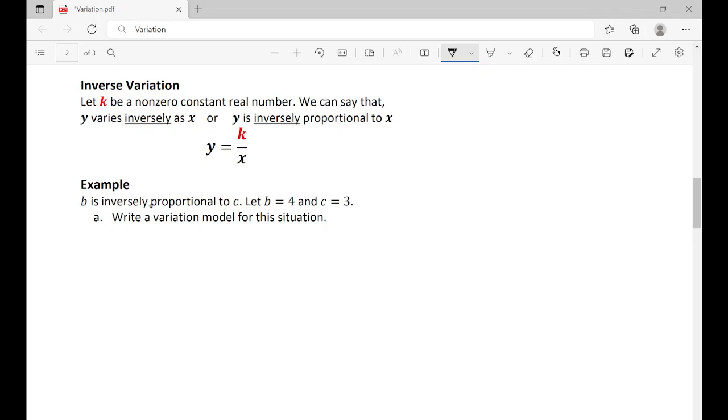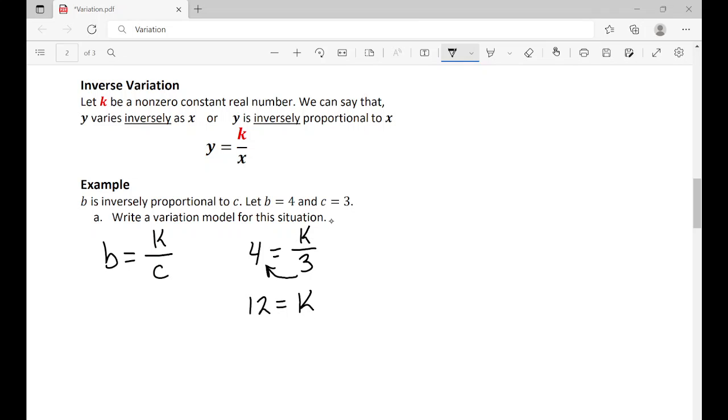So b is inversely proportional to c, so I can say that b is equal to k over c. And now I'm going to let b equal 4 and c equal 3, and I'm going to find out what the model is for this variation question. So 4 equals k over 3. I'm going to multiply the 3 over here, and I'm going to get 12 equals k.